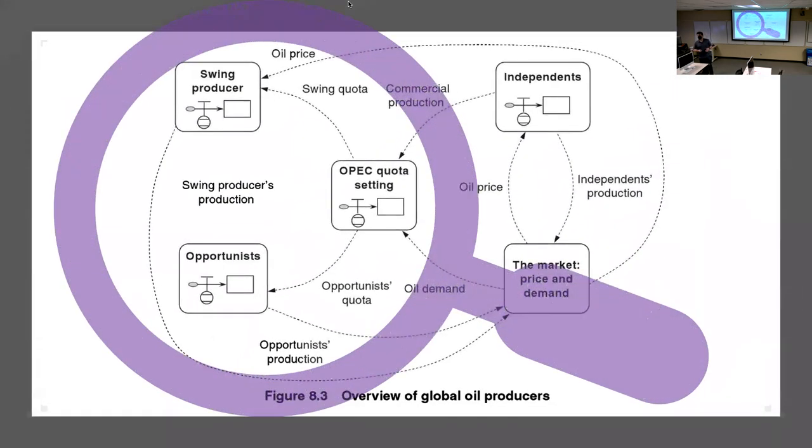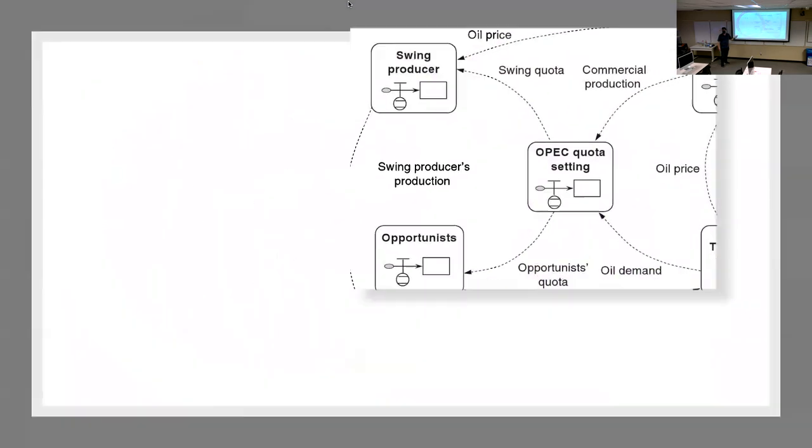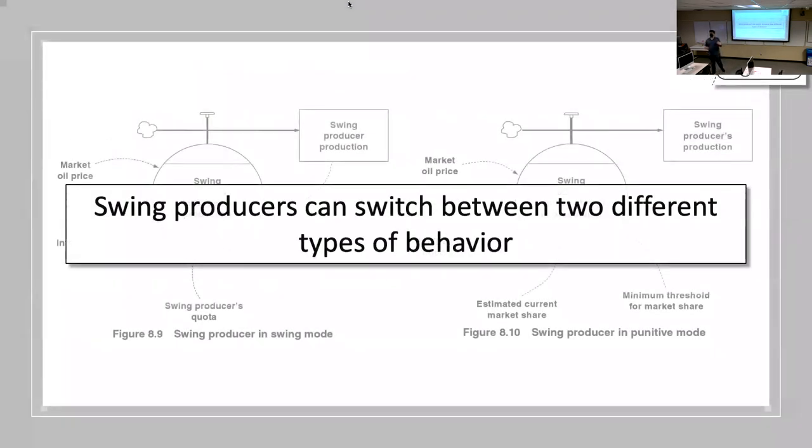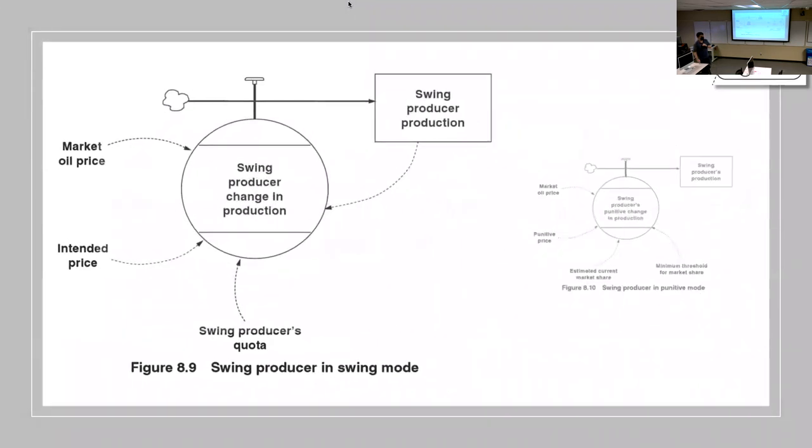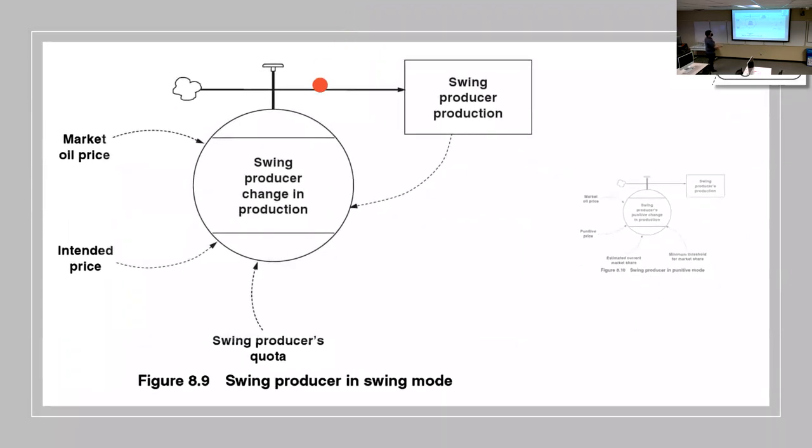Okay, so those were the standard parts. Now we've got the OPEC-specific stuff, which is really where the real meat of this is. This really makes it different from your standard market. Like I mentioned, Saudi Arabia, the swing producer, is either in a normal operating mode or a punishing mode, because they're not only trying to set the world's price, but they're trying to keep the opportunists in line. In the normal, what we call swing mode, we have the market oil price. Again, swing oil production is just a stock, and change in production is the flow. When in doubt, your flows are just the change in your stocks. Then you ask, what causes the change in the stock?